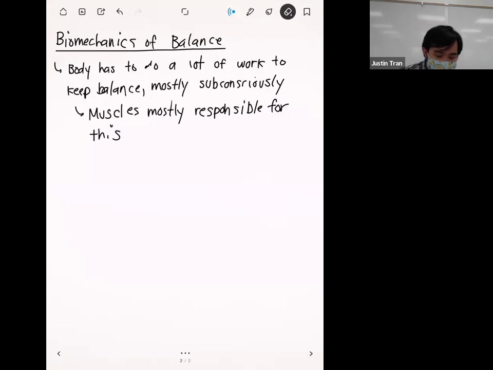If you've ever had a job, or done something where you had to stand up for a long period of time, you'll notice that you get tired, right? So keeping balance is not trivial. Your body's actually working, and usually you don't really notice until you get tired.